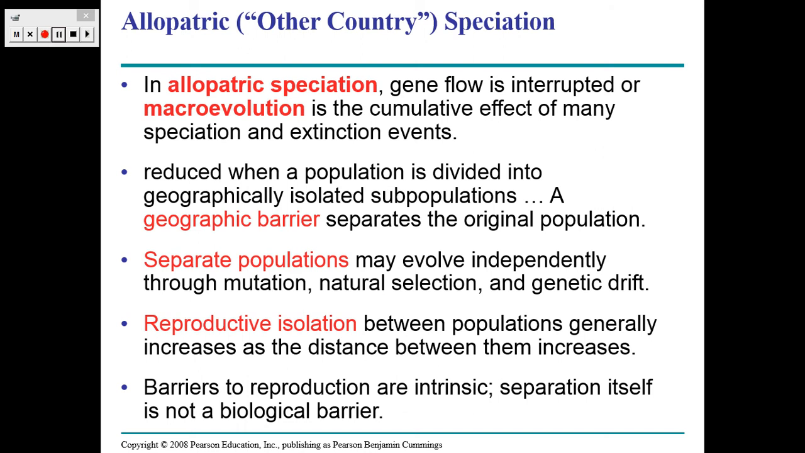Now, the barriers to reproduction that we have here are intrinsic, which simply means that they're kind of like a part of the organism, like the mating habits. Those are intrinsic things. And so the barriers to reproduction that we see are intrinsic, but the separation itself is not biological. Okay, that's what allopatric is referring to, that the separation between them is not a biological barrier. The reproductive isolation is intrinsic.